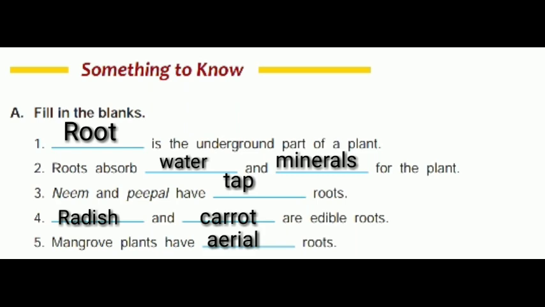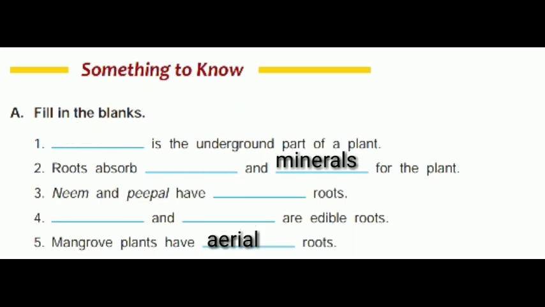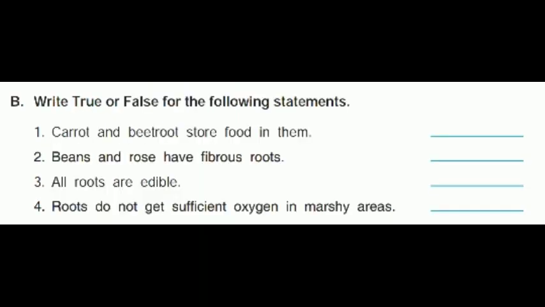Now mangrove plants have dash roots. So which kind of roots do they have? They have aerial roots. Now next we will proceed with the true or false. Okay, so here are the questions for you. Carrot and beetroot store food in them. Beans and rose have fibrous roots. All roots are edible. Roots do not get sufficient oxygen in marshy areas.